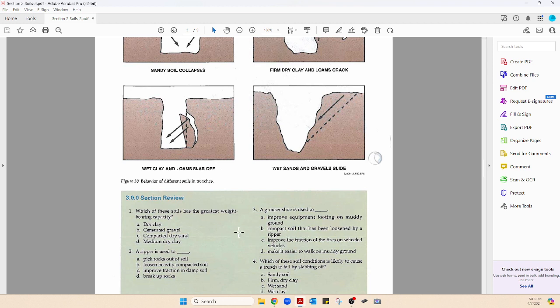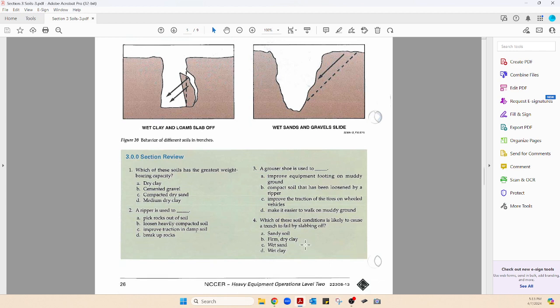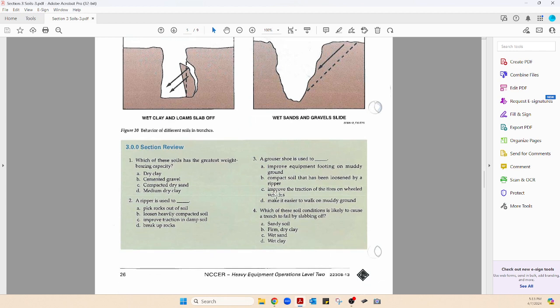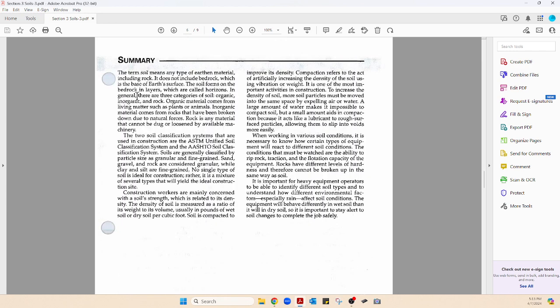Okay, you don't have to believe me. Which of these soil conditions is likely to cause a trench to fail by slabbing off? Slab off, wet clay, loam. Kind of makes sense. Okay, fellas and gals, if there are any, these summaries are pretty good, by the way. They won't quite get you through the test, but they do have good summaries of these things.